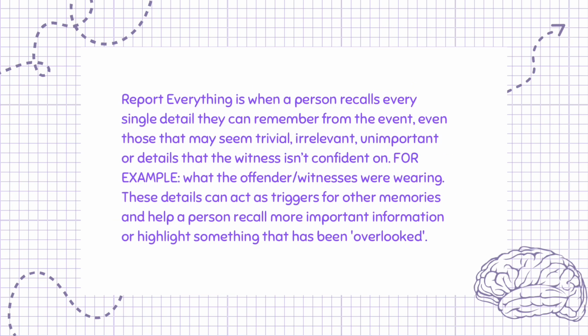Report everything is when a person recalls every single detail they can remember from the event, even those that may seem trivial, irrelevant, unimportant, or details that the witness isn't confident on. For example, what the offender or witnesses were wearing. These details can act as triggers for other memories and help a person recall more important information or highlight something that has been overlooked.